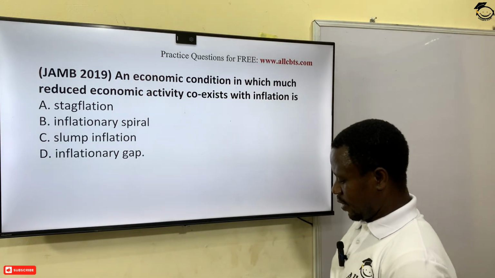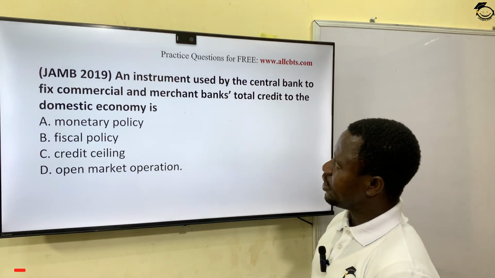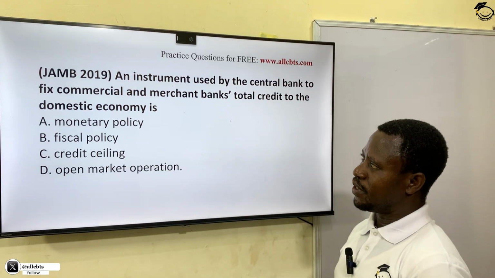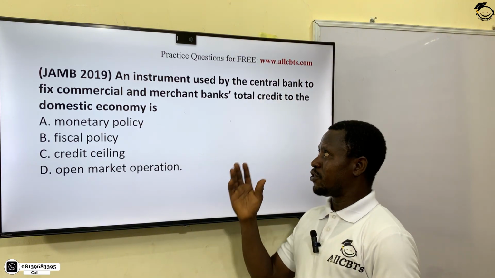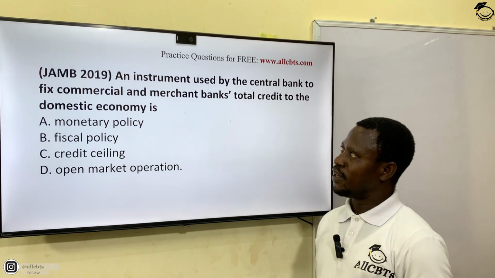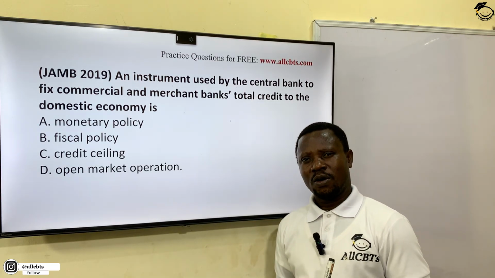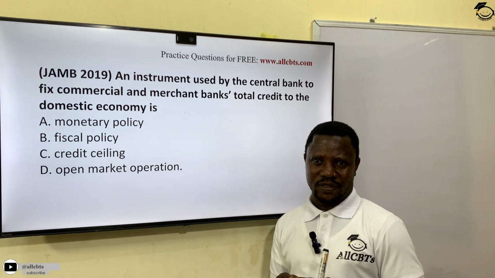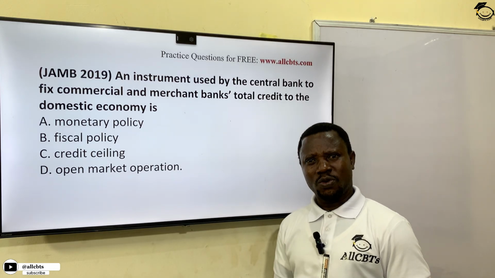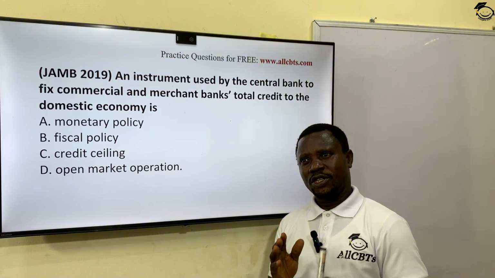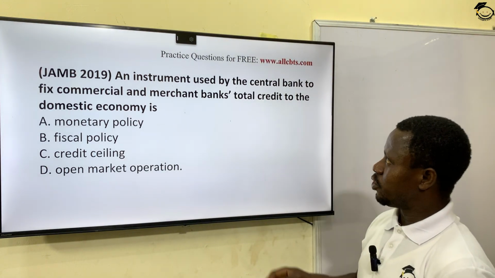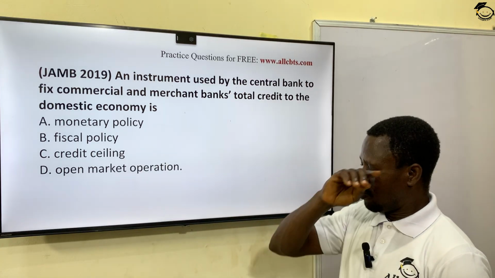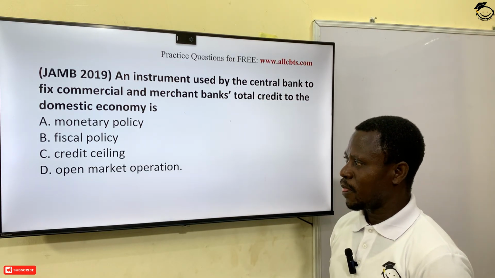So let's see the next question. An instrument used by the central bank to fix commercial and merchant banks' total credit to the domestic economy is... I mentioned something like this in one of the questions as I was trying to explain earlier. The central bank has a way of introducing policies that will control availability of credit facilities, especially among the banks, and also has a way of monitoring the supply of money in the economy. This one is particularly talking about total credit available within the domestic economy, right? Monetary policy, fiscal policy, credit ceiling, open market operation.